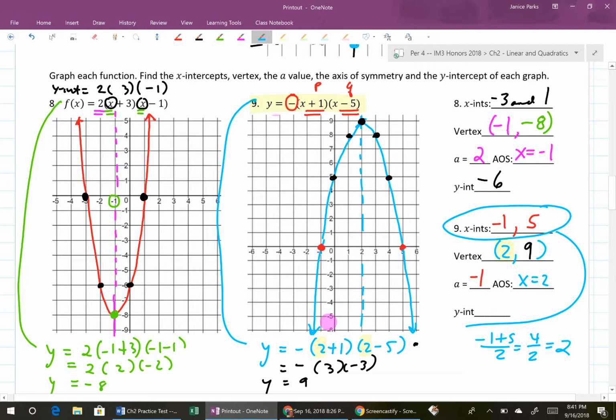And that's graphing using the x-intercept. The y-intercept here is 5. And again, we could have found that by just multiplying out the top part and making the x value 0. So if you multiplied -1 times 1 times -5, that would be your y-intercept.